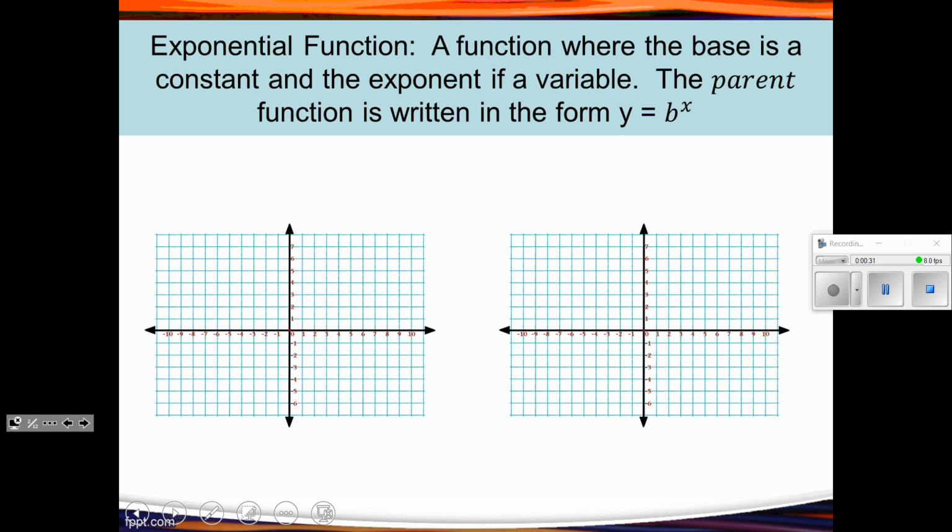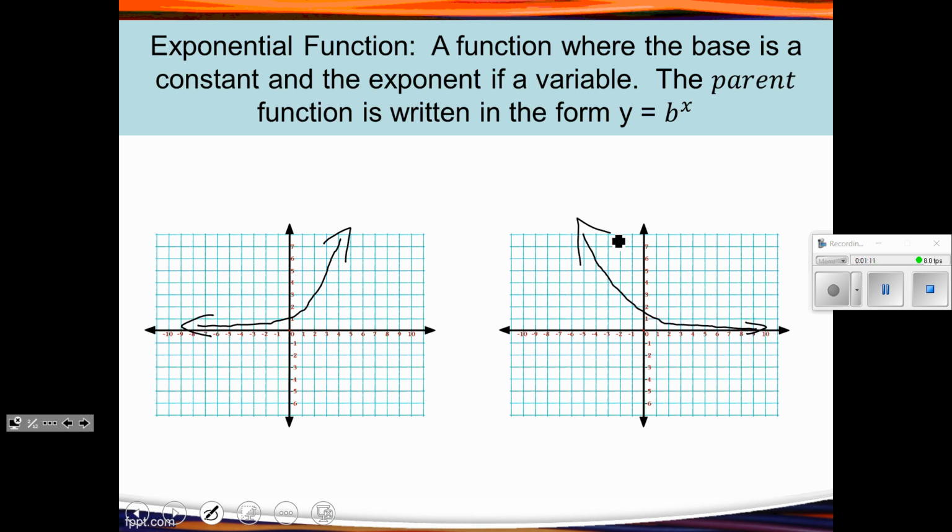All right, so an exponential function is a function where the base is a constant and the exponent is a variable. If you had me in Algebra 2, I always said when x is the exponent, it's exponential. Does that make sense? When x is the exponent, your function is exponential. The parent function is written in the form y equals b to the x, and it can either be a growth or a decay. So it can look something like this, or it can look something like this.